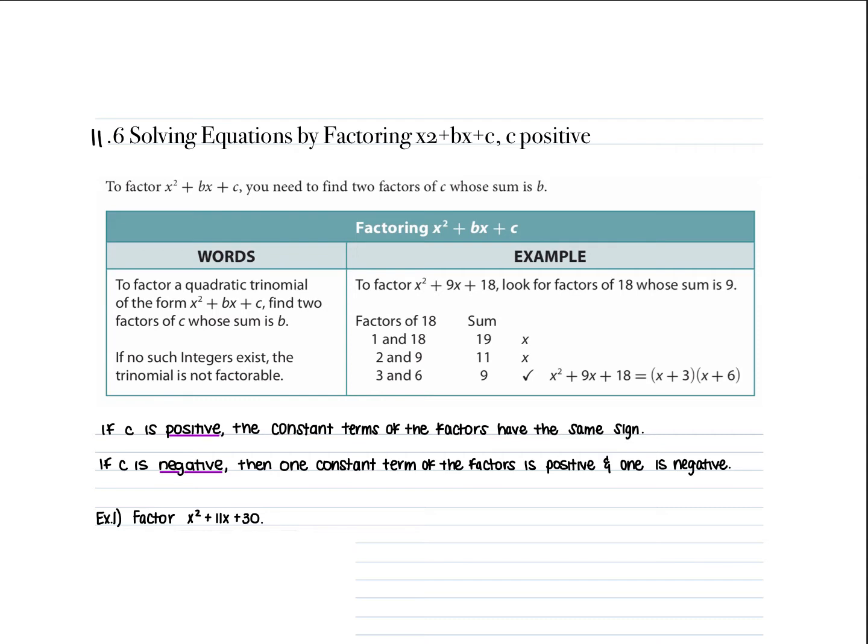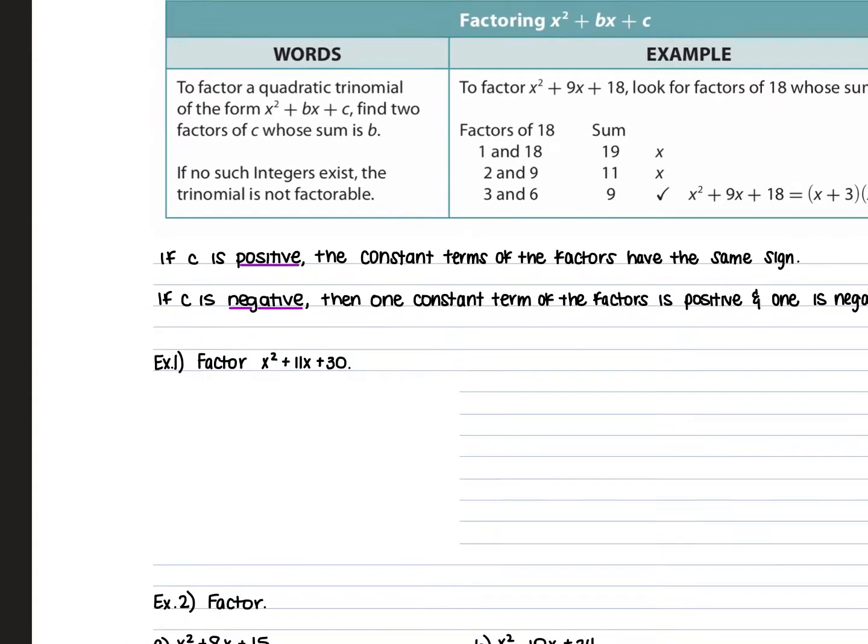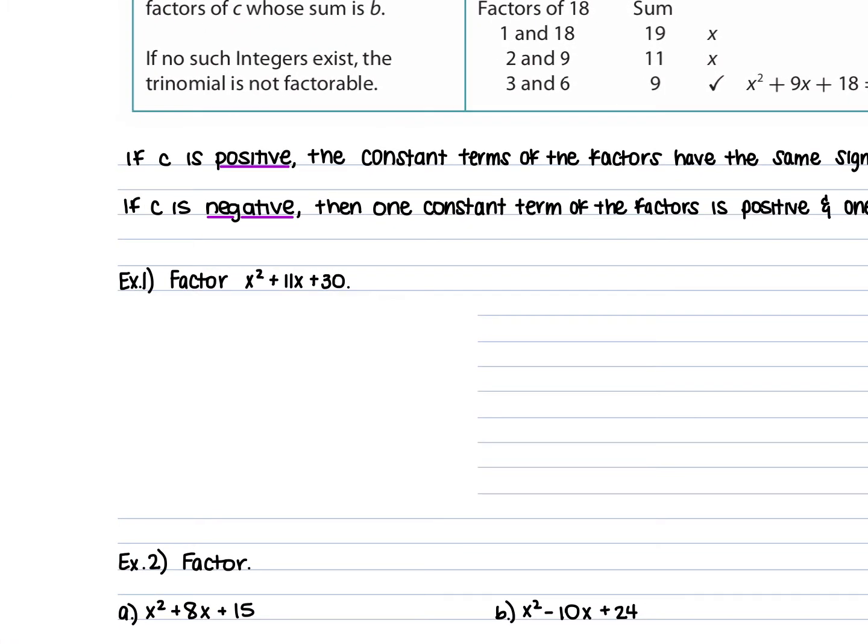So depending on your middle term, that will tell you whether or not both factors are positive or both factors are negative. So if we look at example 1, it tells us just to factor x squared plus 11x plus 30. We want to find the factors of 30 that add up to be positive 11. That 11 is positive, your b term is positive, so both of your factors of 30 are going to be positive. If you start from the beginning, you have 1 and 30, 2 and 15, 3 and 10.